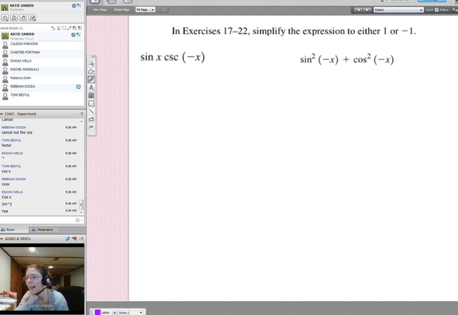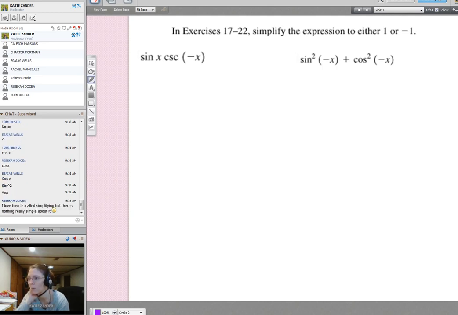All right, how about the next one? Sine x times cosecant negative x. And I see, Rebecca, you're typing there, so if you have a question, I can go back. Oh, I know, right? I totally agree with that.